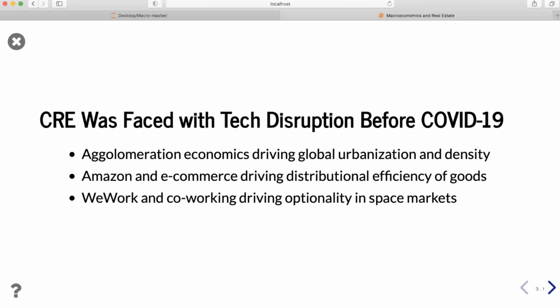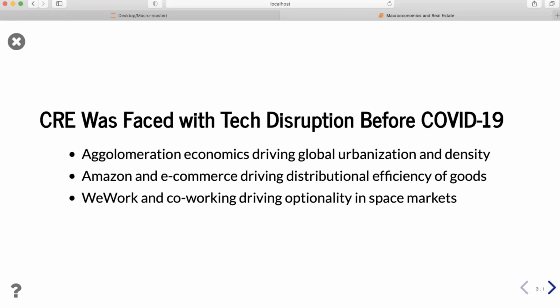Then there's Amazon and e-commerce. If you think about a company that has had a continual impact on commercial real estate, it's Amazon and e-commerce more broadly. Obviously, it's dramatically and adversely impacted the performance of brick and mortar retail. It has greatly benefited the performance of industrial space because Amazon needs these fulfillment centers and distributional efficiency, or distributional speed, to basically get you the stuff that you've ordered in less than a day.